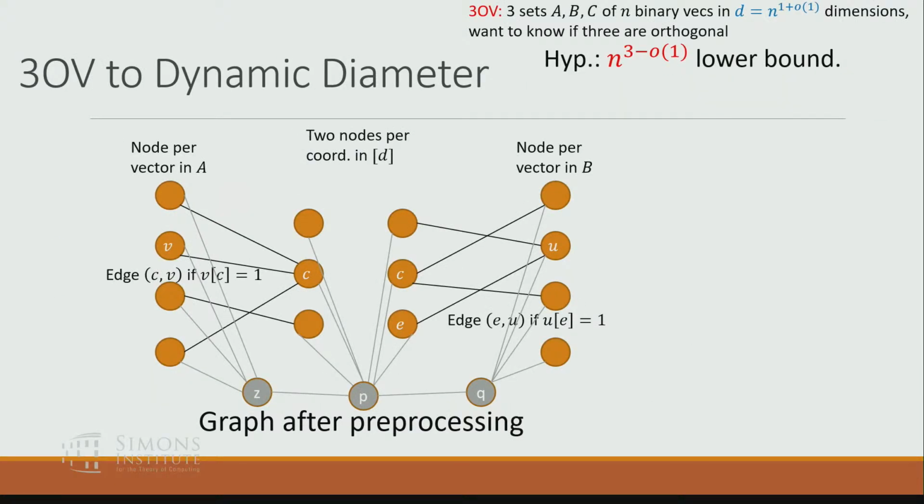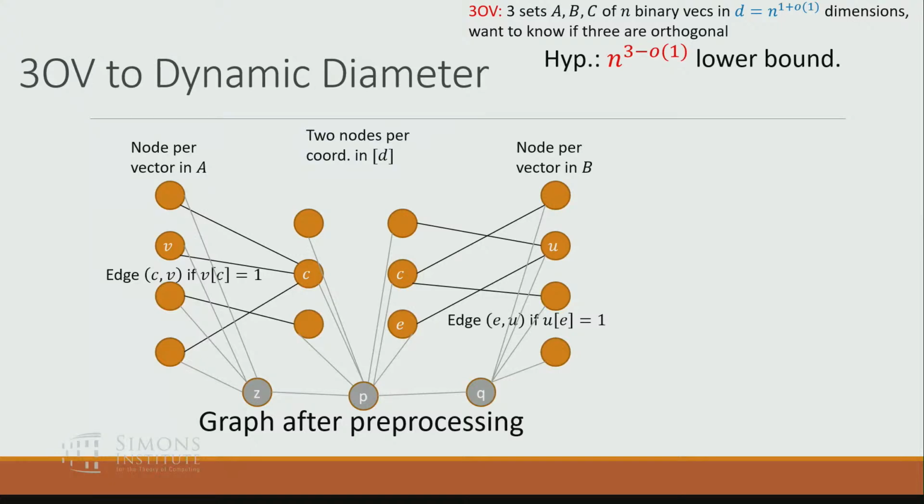Okay, let's start with the initial graph. For the sets A and B, we create nodes for the vectors in A and nodes for the vectors in B. Now for the coordinates, we're actually going to create two sets. We encode the vectors in A over here to this coordinate. So for every vector and every coordinate, we'll put an edge whenever there's a 1. And the vectors in B are encoded here. For every vector and every coordinate, we'll put an edge whenever it's 1. There are no edges in here.